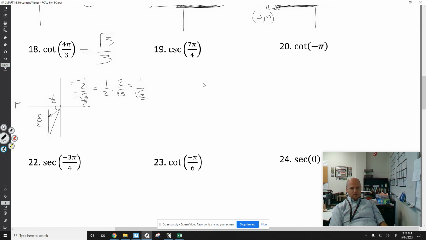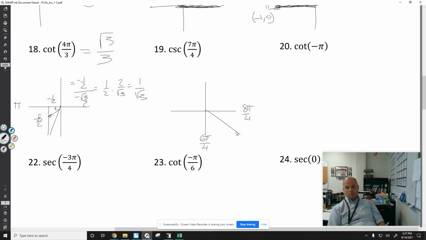Cosecant of 7 pi over 4. Let's find the sine of 7 pi over 4. Where's 7 pi over 4? Great question. Well, you can say it's between 6 pi over 4, which is 3 pi over 2, and 8 pi over 4. It's got to be 45 degrees.